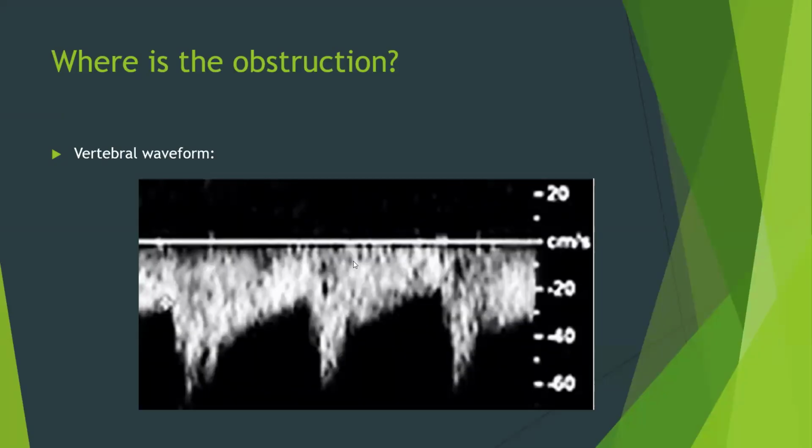And we 100% know that we are showing that this flow is going reversed. So now we have reversal of flow. Again, this is full steal. This is full subclavian steal, meaning that we have significant subclavian artery disease.